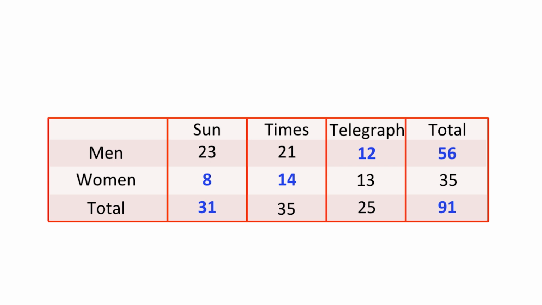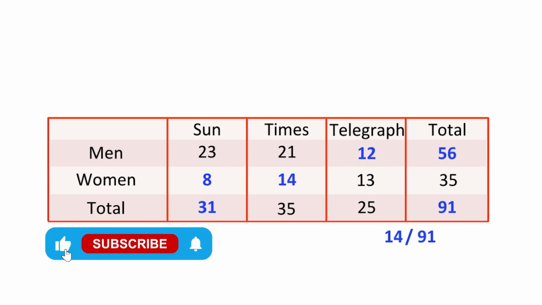Now the final part of the question, don't forget, asks us to write down the probability of selecting a woman who reads the Times. Now if we look at the table, you can see there were 14 women who read the Times out of the 91 in total. So quite simply, the probability of finding a woman who reads the Times is 14 out of 91.